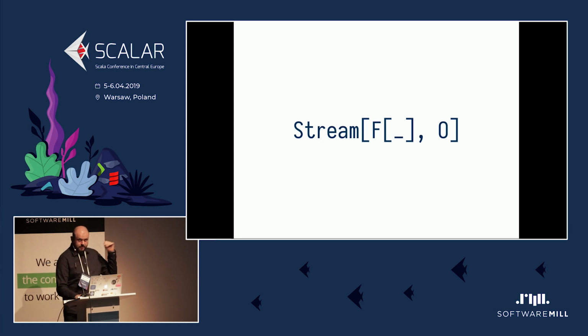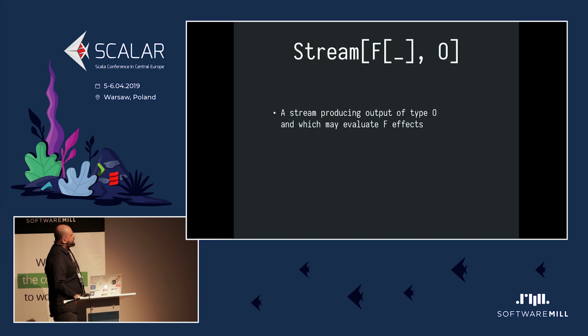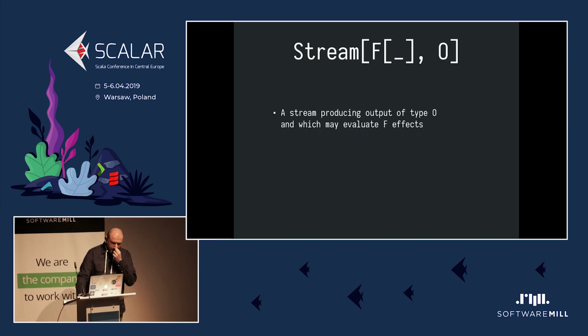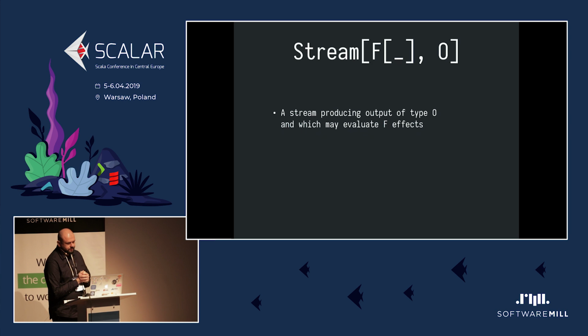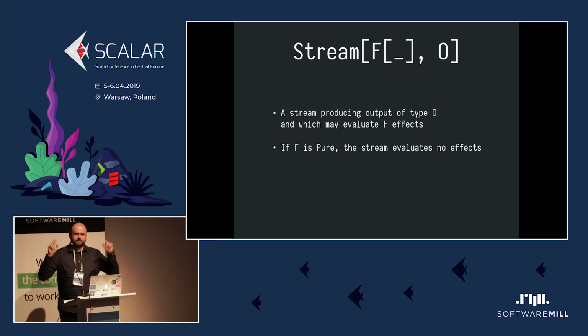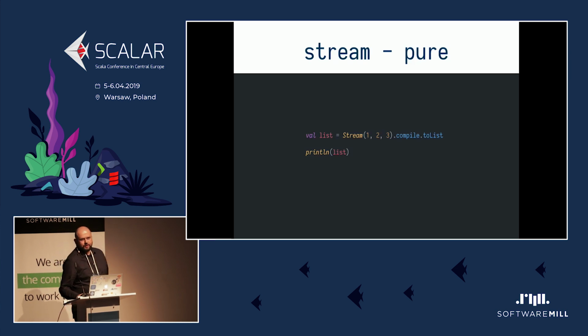The Stream class has the following definition. There are two types. The first type is our effect type, F, and O is the output. This is the definition from the API: the Stream class produces output of type O, and may evaluate F effects. If this F is pure, it cannot handle, for example, any side effects. The stream is pure. This is an example of how a pure stream looks.